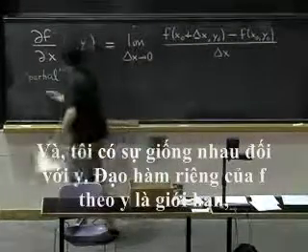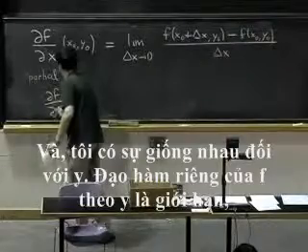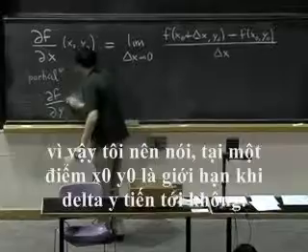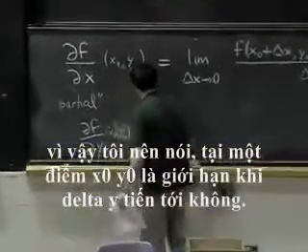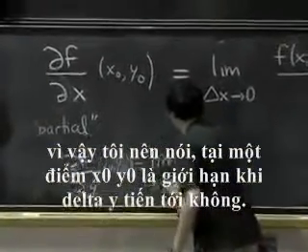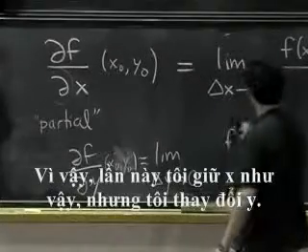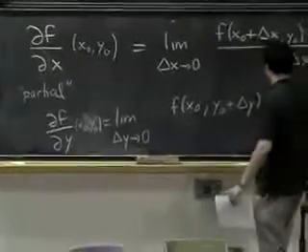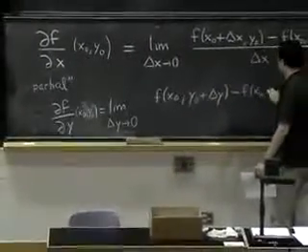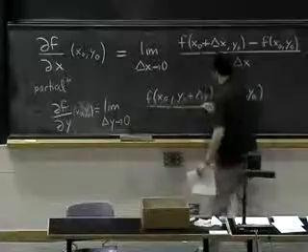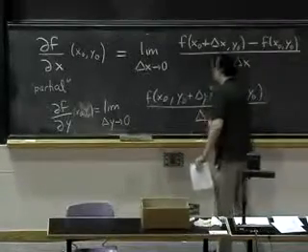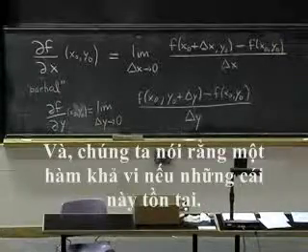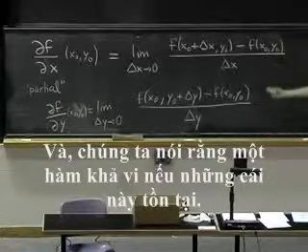And I have the same with respect to y. Partial f partial y at a point x0, y0, is the limit as delta y tends to 0 of, so this time I keep x the same, but I change y. So that's the definition of a partial derivative. And we say that a function is differentiable if these things exist.